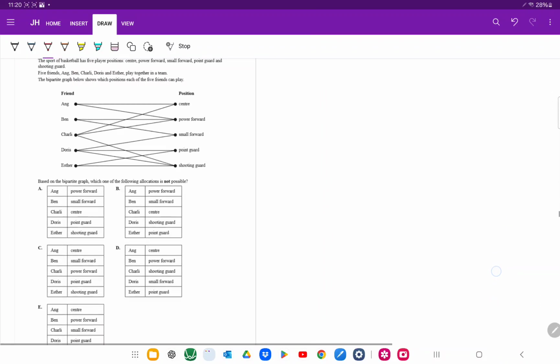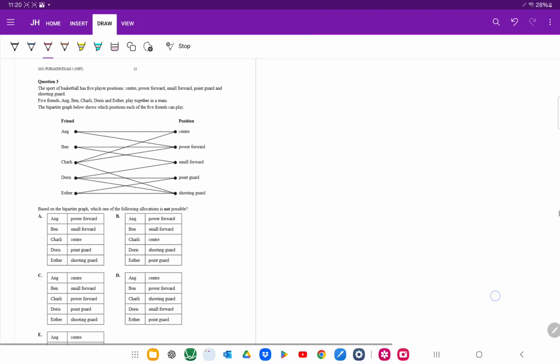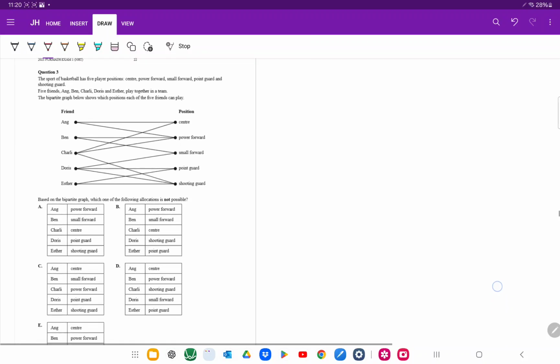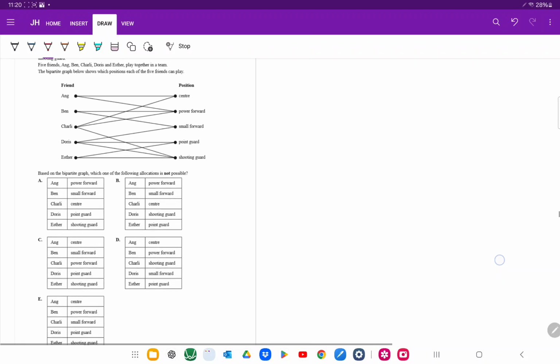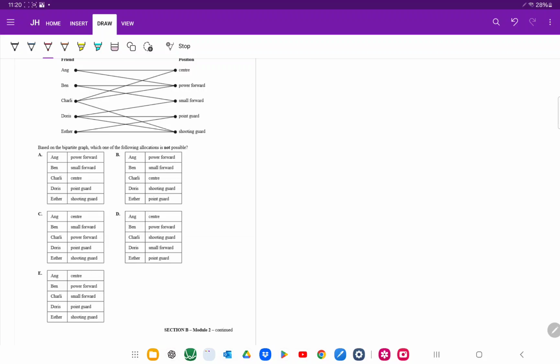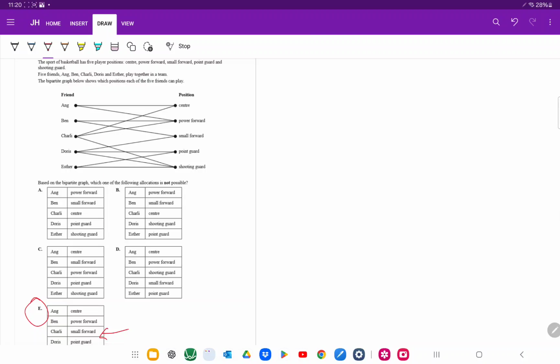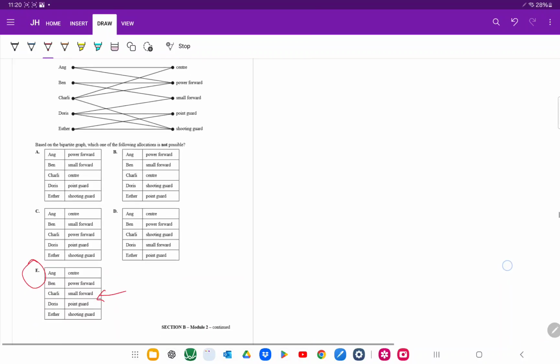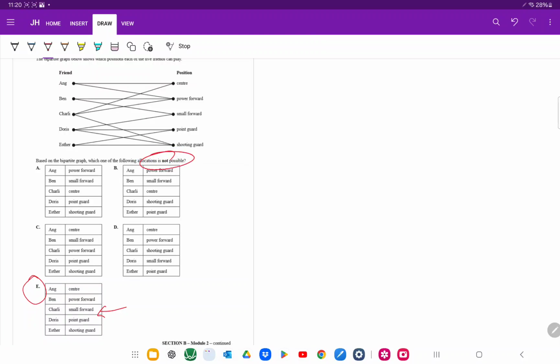Now, with this particular bipartite graph, we need to assign someone to play in every position. I'm just going to jump straight to this answer here and say that, obviously, since Charlie doesn't have a specialization in small forward, we can say that that is not possible at this point.